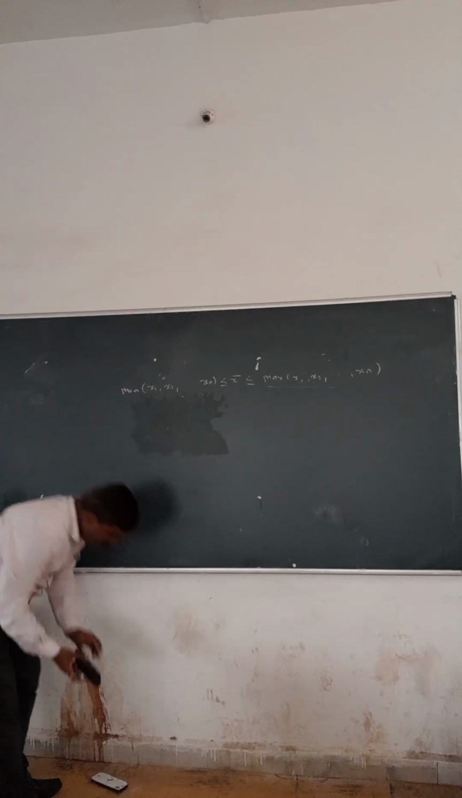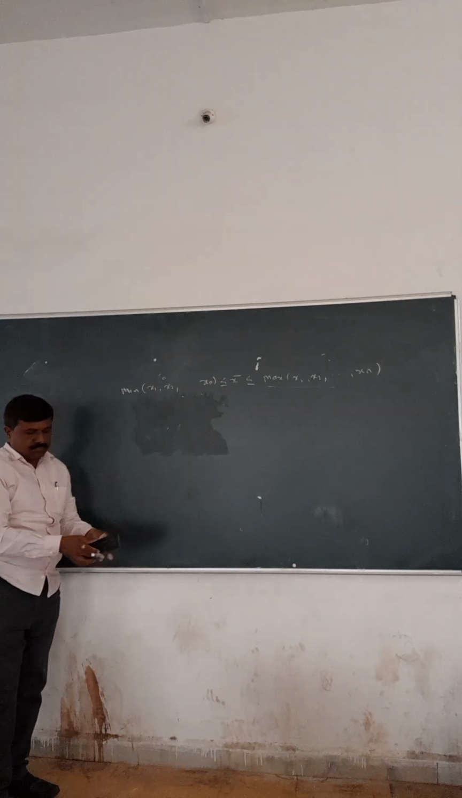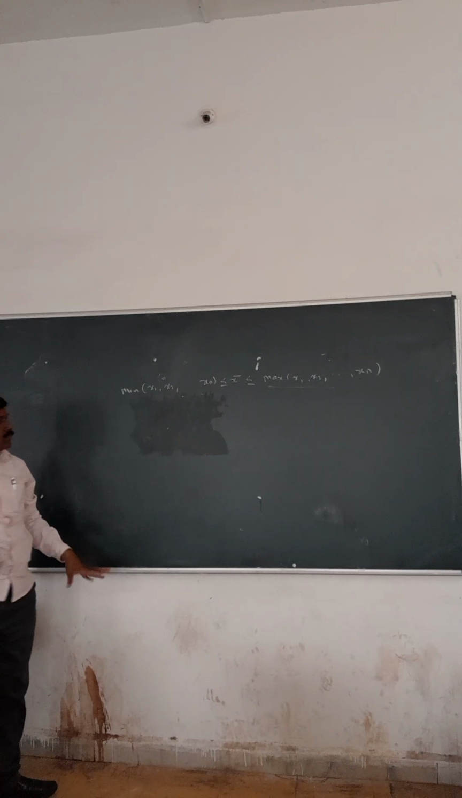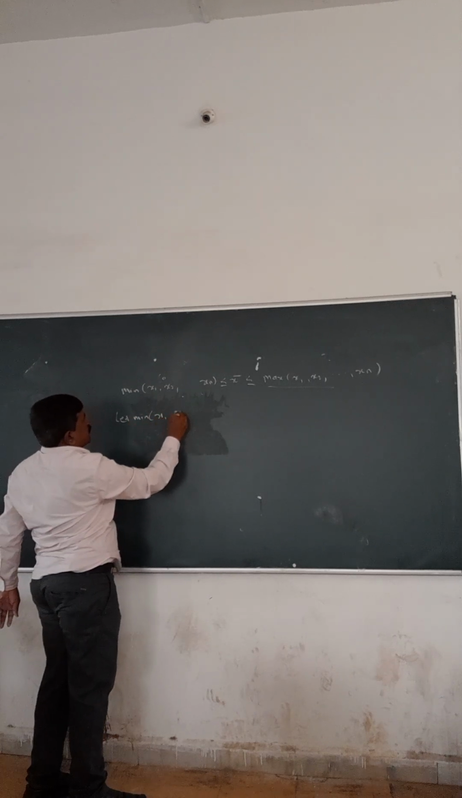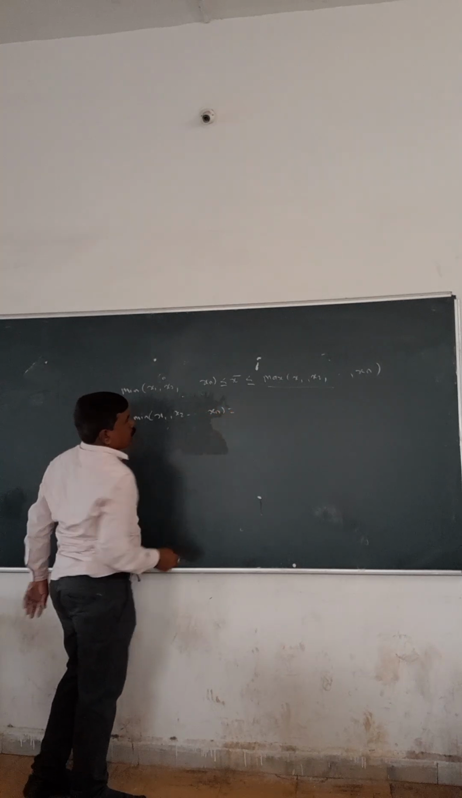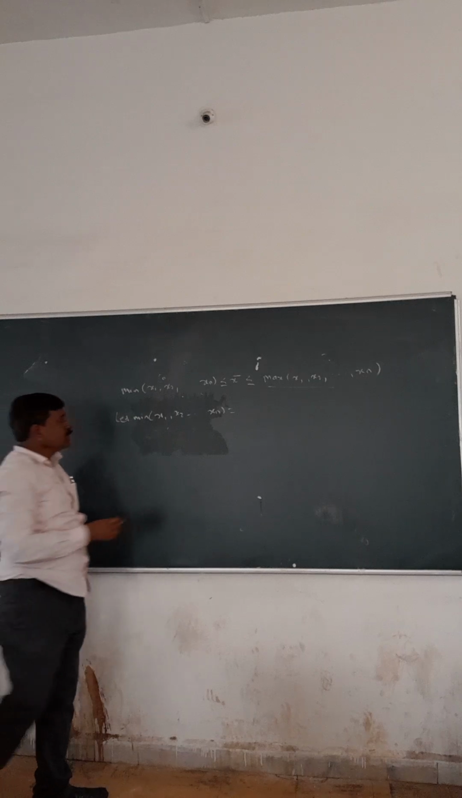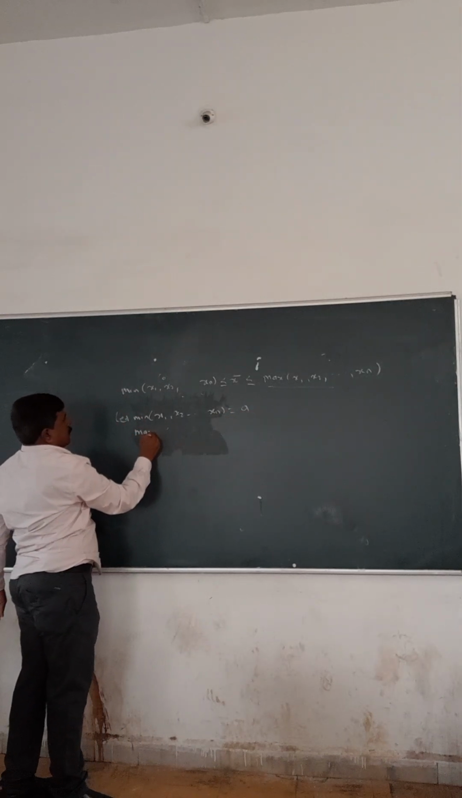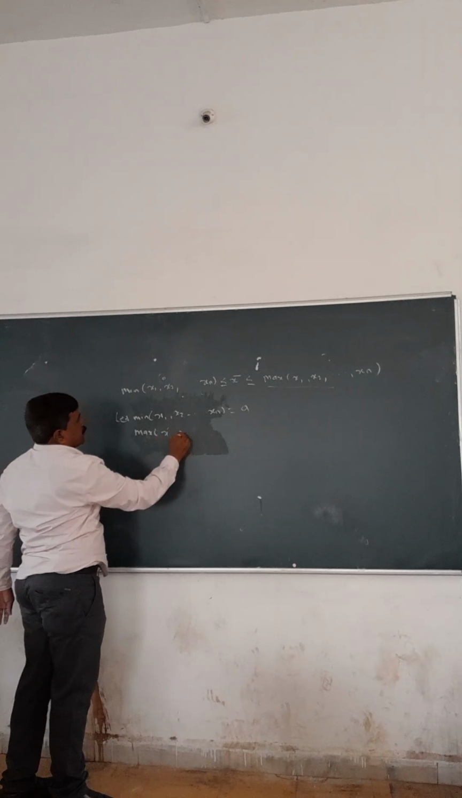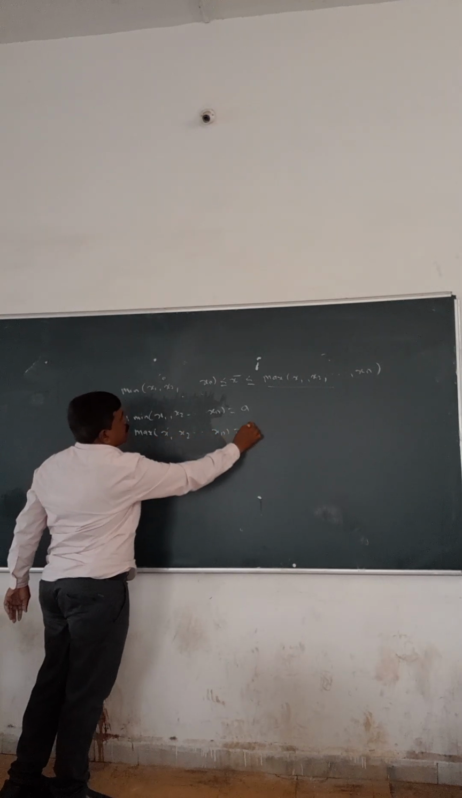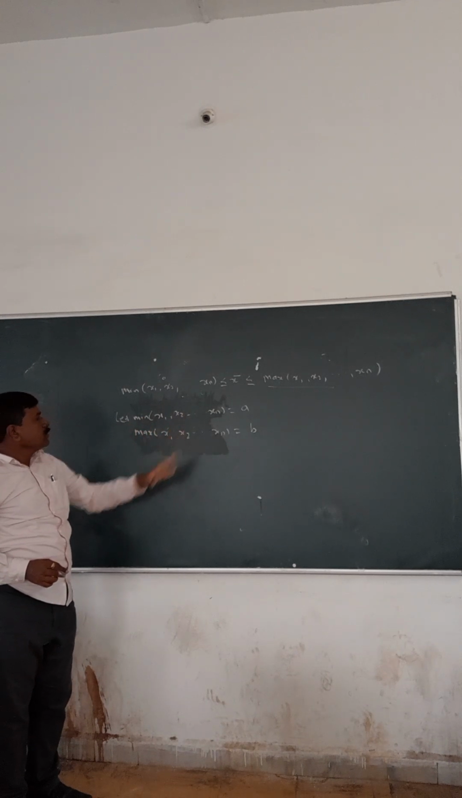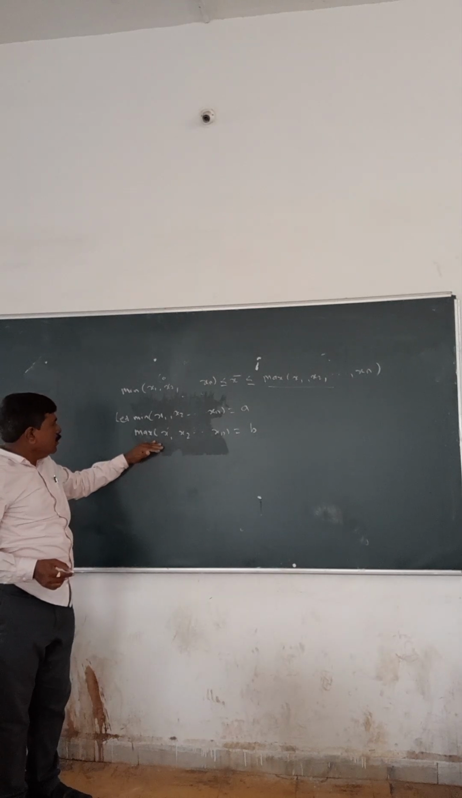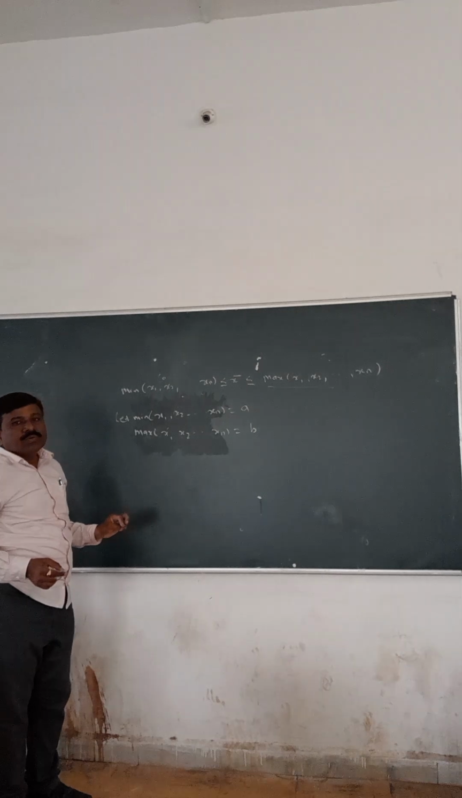Now we will consider that the minimum of x1, x2 up to xn is equal to A, and the maximum of x1, x2 up to xn is equal to B. We have considered the minimum value of the variable x1, x2 up to xn equal to A, and the maximum value of the observations x1, x2 up to xn equal to B.